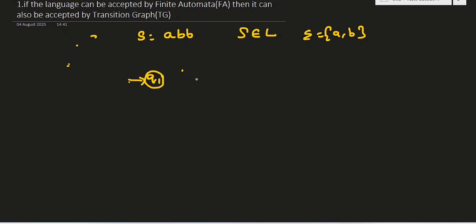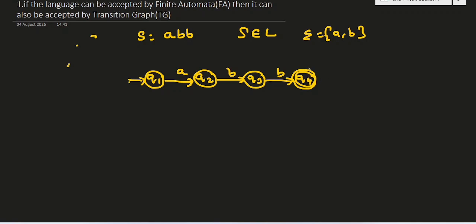In Q1, when A is applied, it goes to Q2. In Q2, when B is applied, we go to Q3. In Q3, when B is applied again, which is the last symbol of the string, we go to a final state called Q4. Now, this diagram is called an NFA.